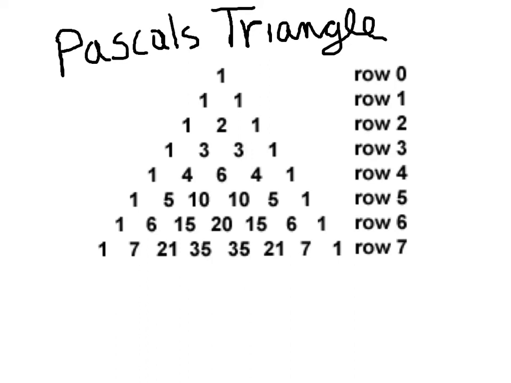This is Pascal's triangle. You'll need to know it for the binomial theorem, but you'll want to be able to make it yourself. Here's how you make it yourself. You start off with 1, and that's row 0, like something to the 0 power.